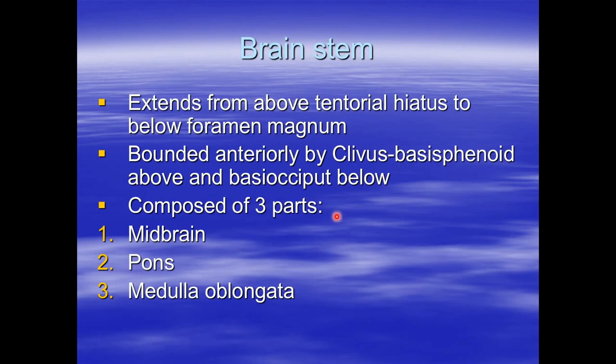Now, we will talk for a little bit about the brainstem, which extends from above the tentorial hiatus, over the tentorium cerebelli, to below the foramen magnum. It is bounded anteriorly by the clivus and the basisphenoid bones of the skull base, and the basiocciput below, and it's composed of three parts: the midbrain, the pons, and the medulla oblongata.